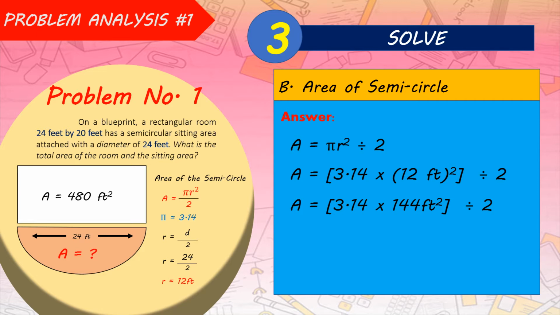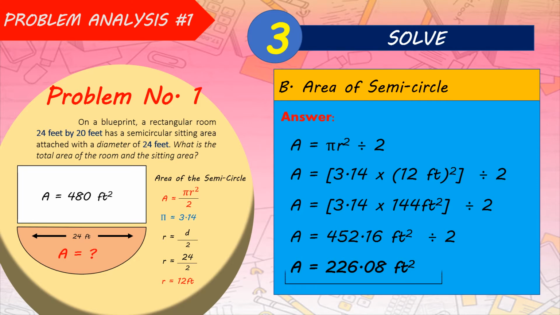Therefore, we will have area is equal to 3.14 times 144 feet squared divided by 2. If we multiply 3.14 by 144, we will have 452.16 divided by 2. So if we divide 452.16 by 2, we will have, very good, the area of 226.08 square feet. Very good. That's nice.